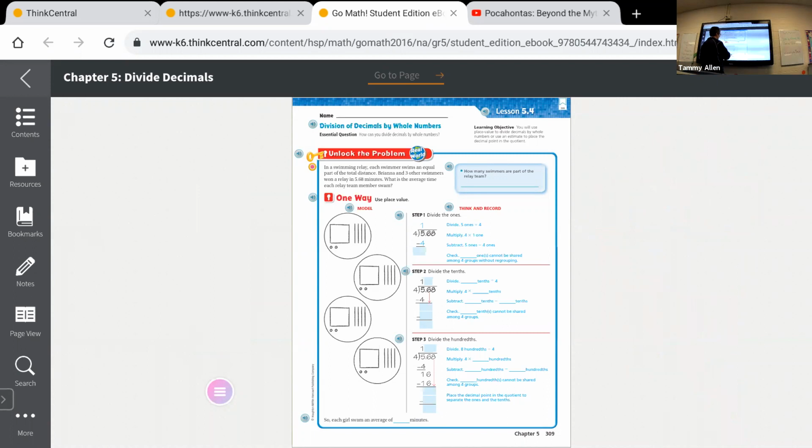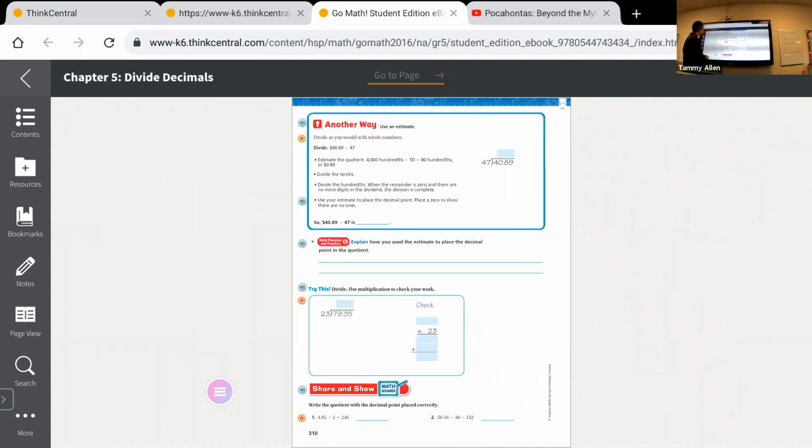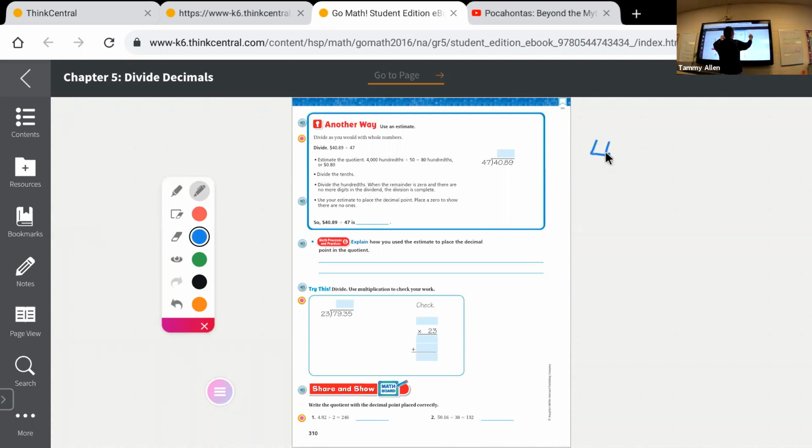So let's move on to the next page. $40.89, and we're dividing it 47 ways. So we can do an estimate first. And if we look at our estimate, what they are suggesting we use is 40,000 hundredths. We understand why it's hundredths. Anybody have a question why it's hundredths?